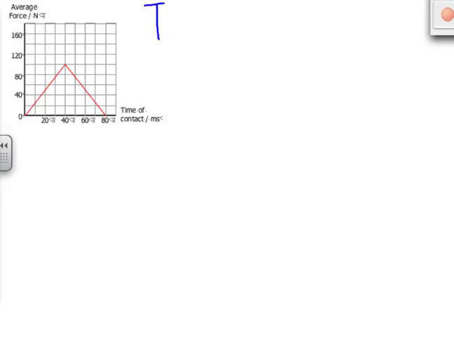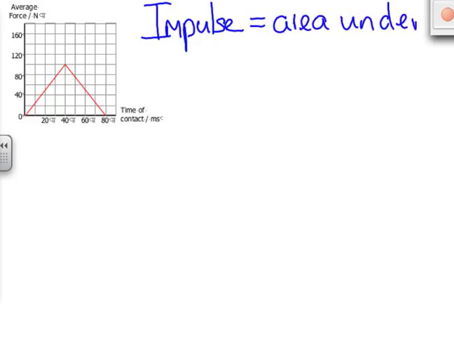In this problem we have a golf club hitting a stationary golf ball. We're shown a graph of force against time, showing how the force of the club varies on the ball as it makes contact. If we calculate the area of this force-time graph, we'll get the impulse of the force.